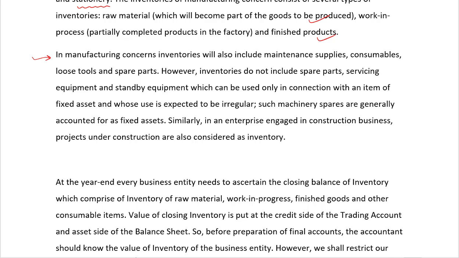In manufacturing concerns, inventory will also include maintenance supplies, consumables, loose tools, and spare parts. However, inventories do not include spare parts, service equipment, and standby equipment, which can be used only in connection with the item of fixed assets and whose use is expected to be irregular in nature. Such machinery spares are generally accounted as fixed assets and will be capitalized in the fixed assets. Similarly, in an enterprise engaged in construction business, projects under construction are also considered as inventory.